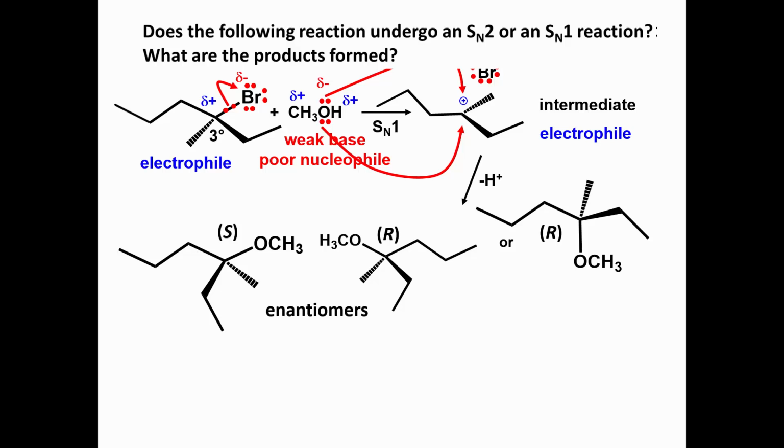If we assume that there is an equal probability of methanol attacking from either face of the carbocation, the enantiomers will be produced in a 1:1 molar ratio to create a racemic mixture. A solution of the products would be optically inactive.